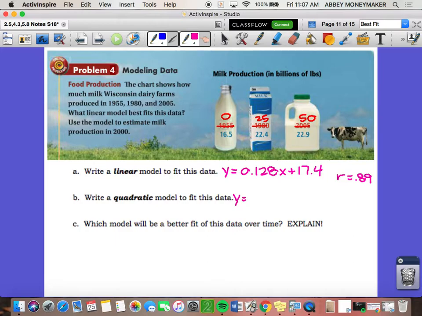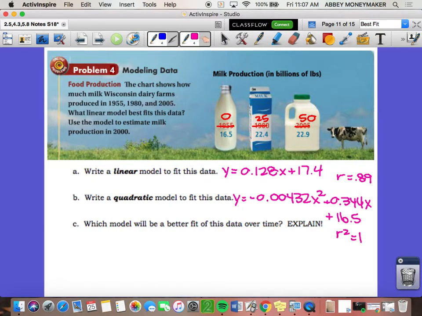Can somebody give me the quadratic? Y equals negative 0.00432x squared plus 0.344x plus 16.5. What's the R squared value there?